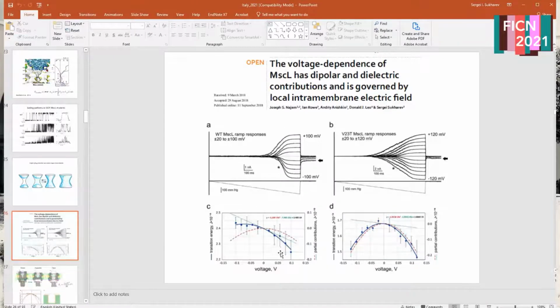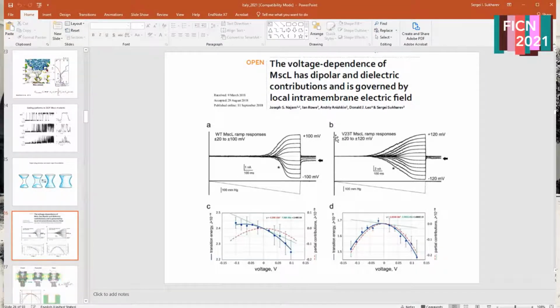The wild type is modulated asymmetrically, as you see from the traces. In one direction, the energy gets smaller. In the other direction, it stays more or less constant, as you see that the midpoints are here. And this means that there is probably some kind of dipolar component in the protein.